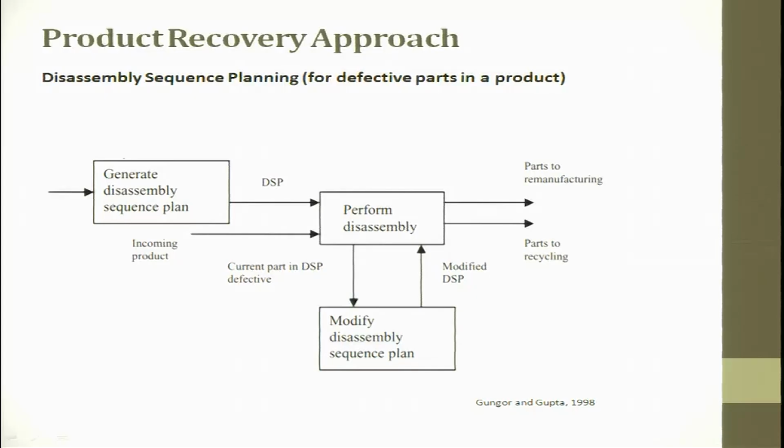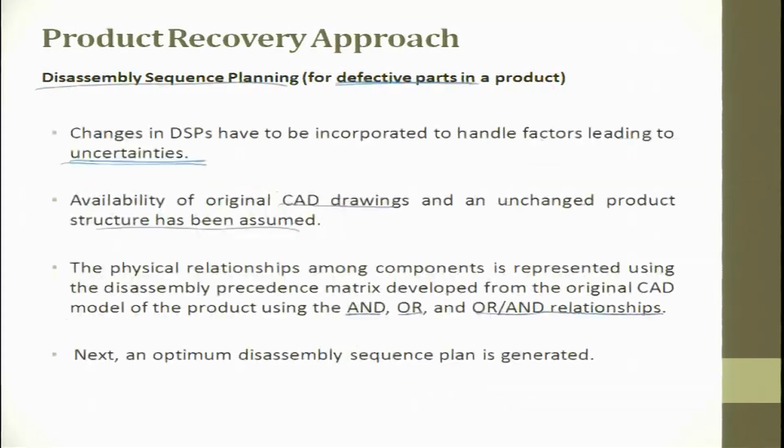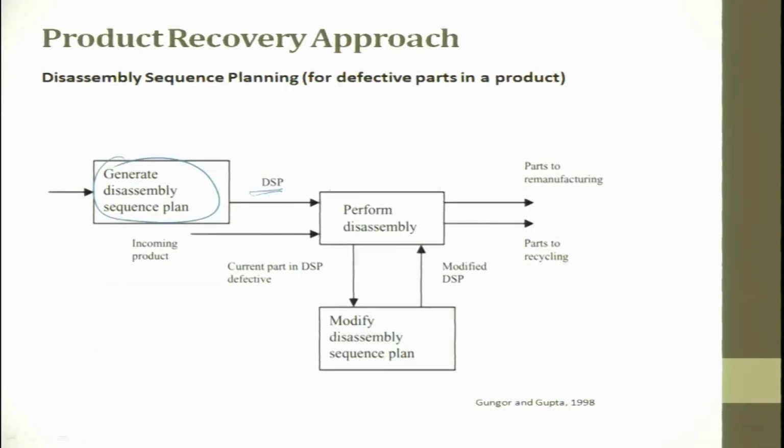Here you can see the generated disassembly sequential planning. Here you look at performance, and here the incoming product. If there is anything, we look at the performance of disassembly, then parts to be remanufactured, parts to be recycled, modified DSP, and then modified disassembly sequential planning. So, this goes back and forth and tries to enhance the performance of disassembly.